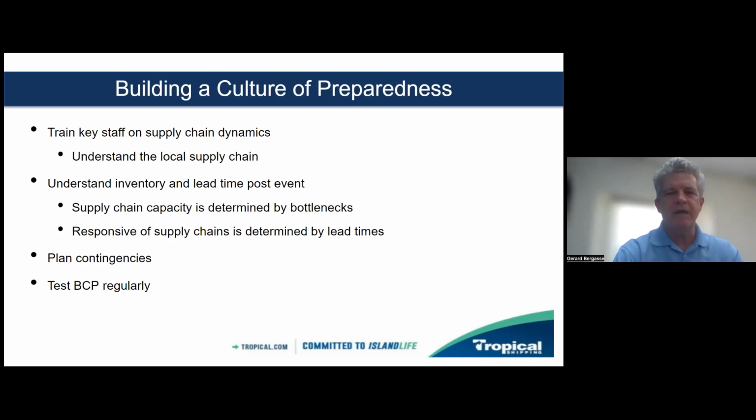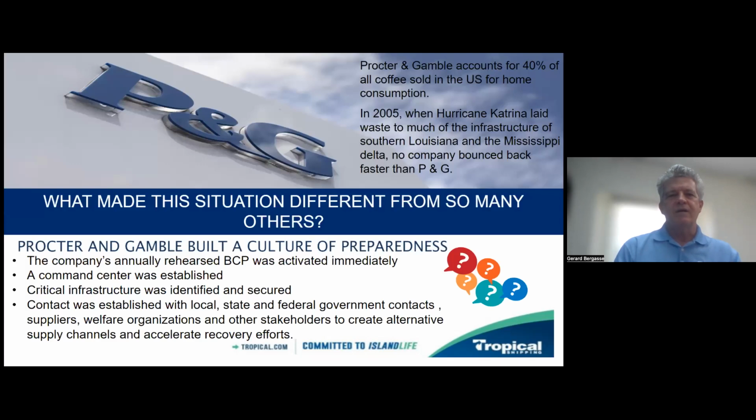I just wanted to give you one example here, on next slide, of a company that really got it right, and that was P&G. You can read this slide, but post Hurricane Katrina, P&G was able to respond. And what really was the crux of their ability to do this is that they had inculcated right through the entire organization this culture of preparedness. So they tested their BCP, they put alternate supply lines in place. They really had an amazing response to Katrina. And this is a great example of a company that did it right.